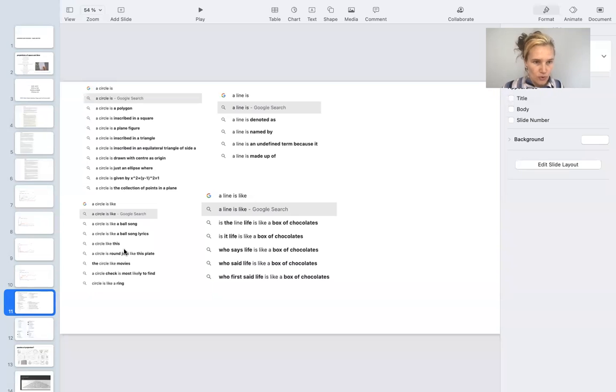A circle is drawn with center as origin. A circle is just an ellipse where. A circle is given by X, blah, blah, blah. A circle is the collection of points in a plane. So when I read it like that, it gives it a different feeling immediately. And you think, what is this list of options?